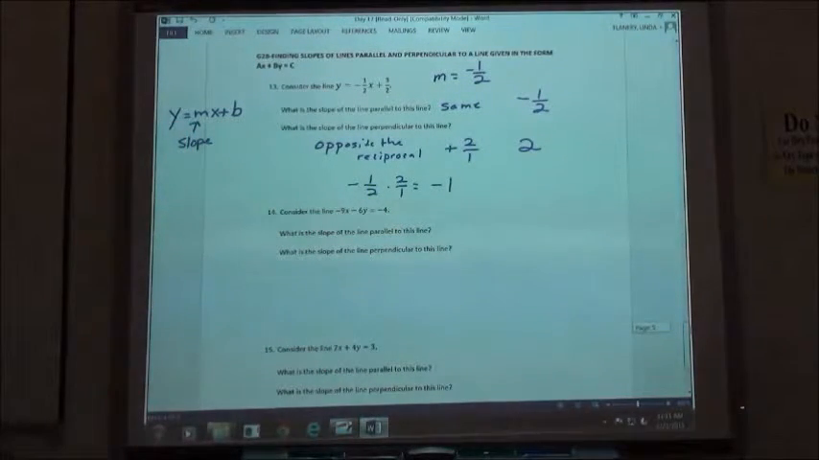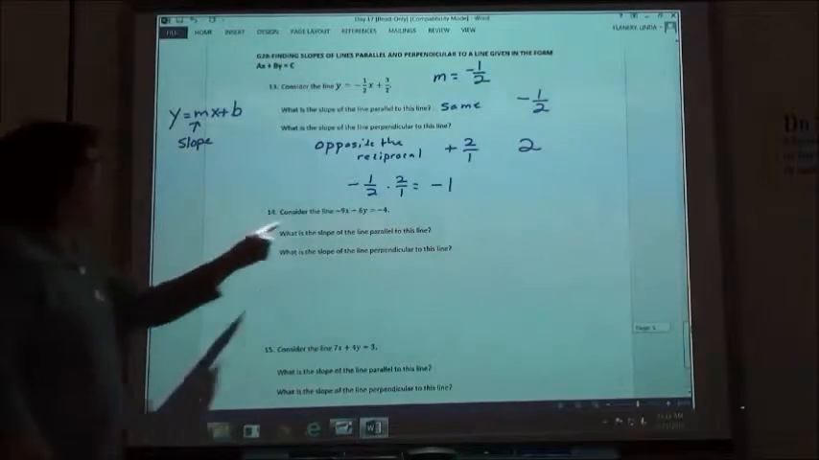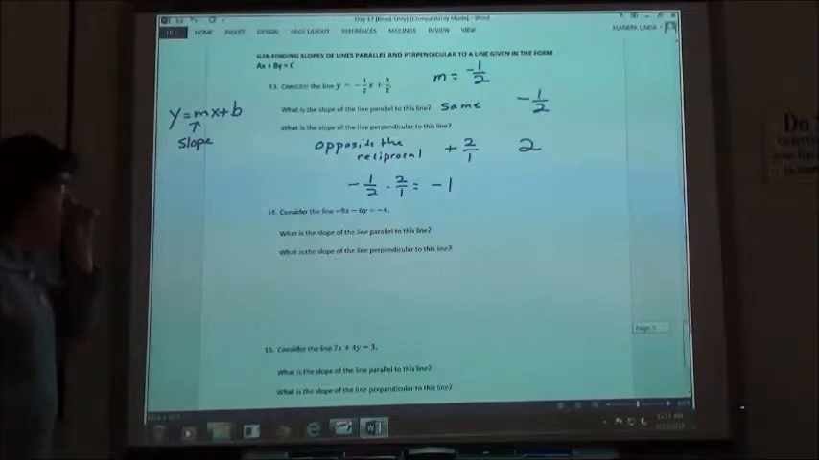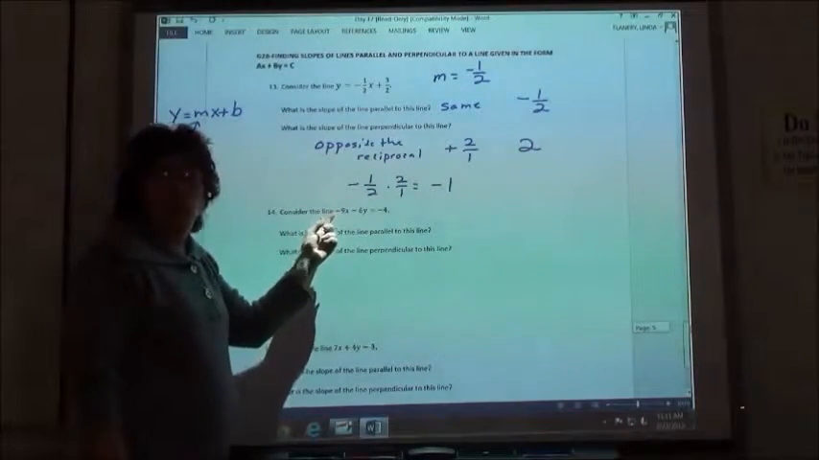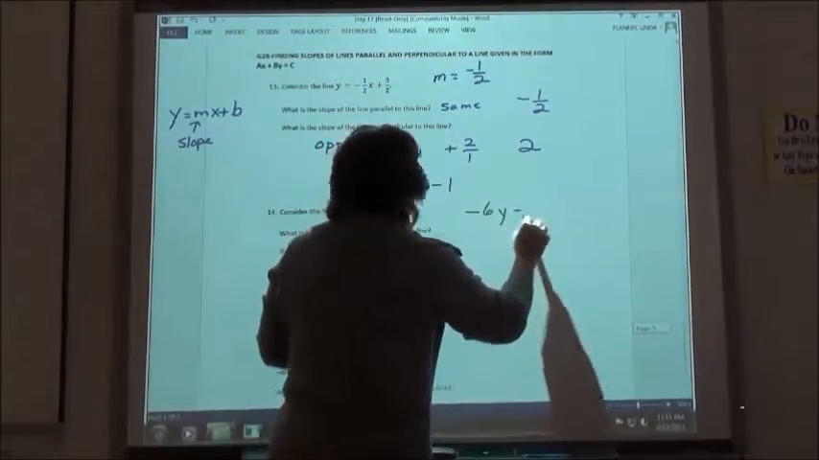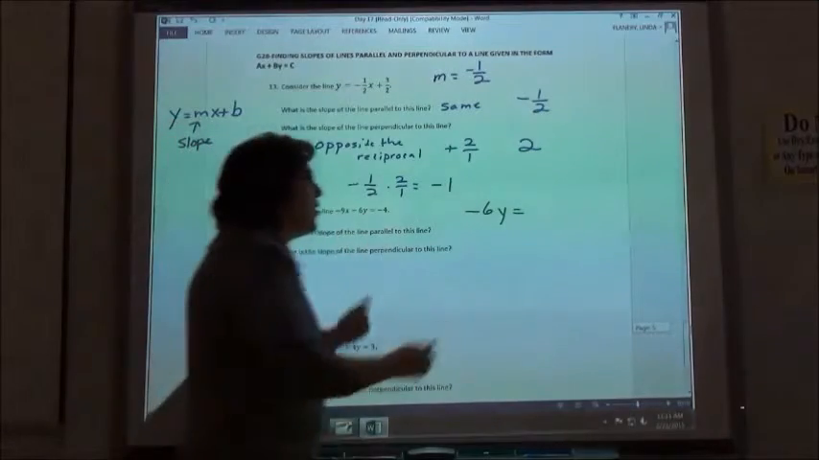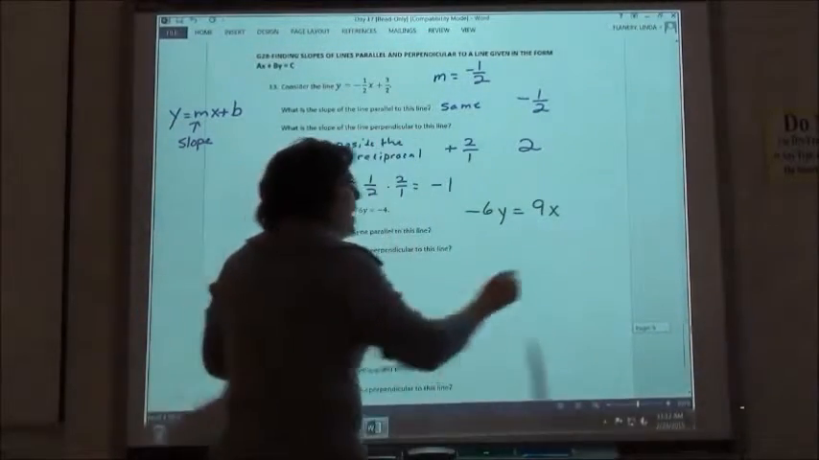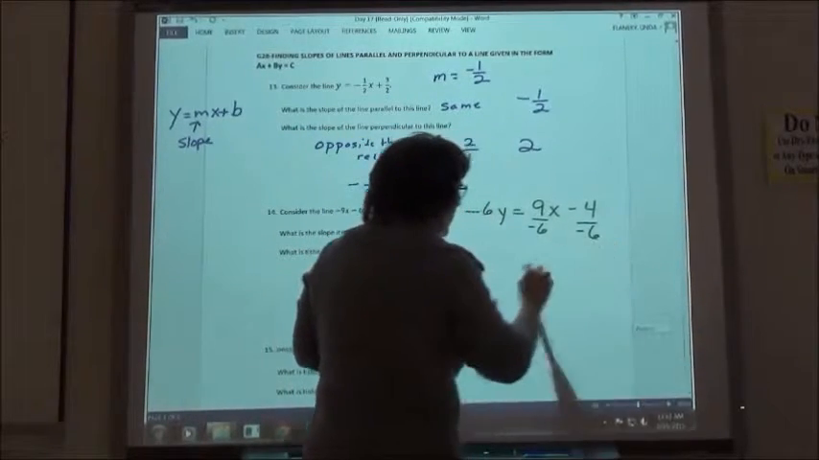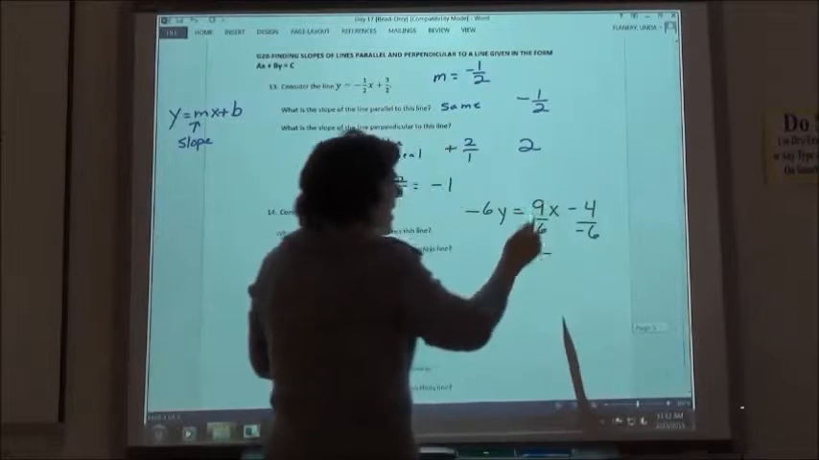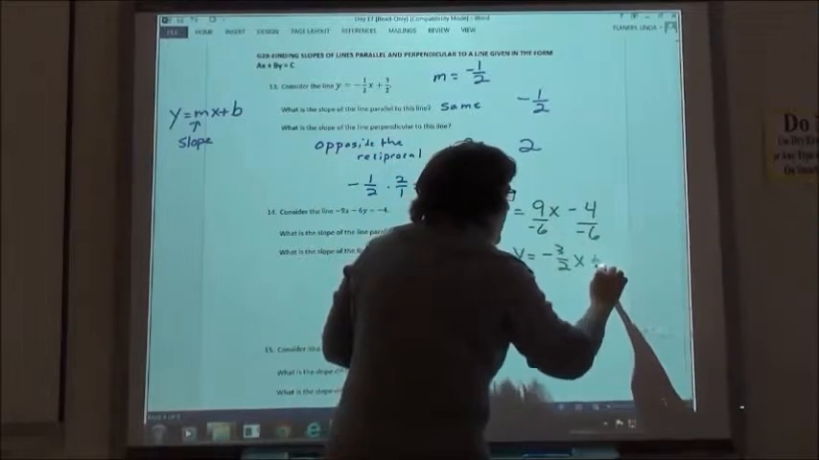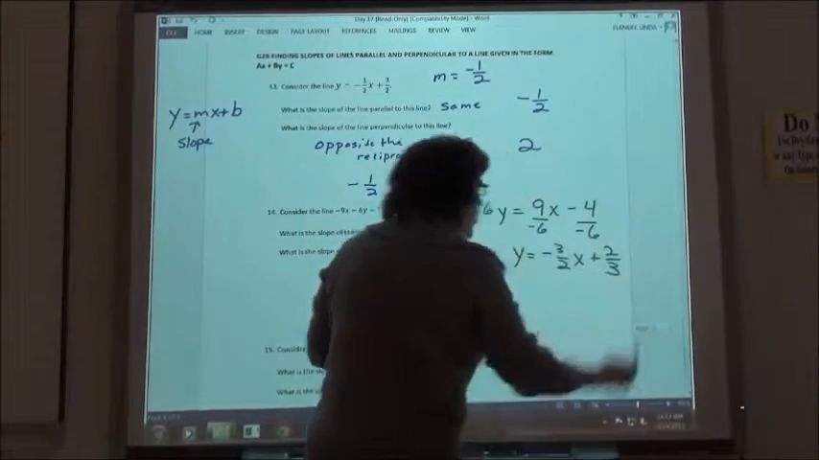Now in number 14, notice the line is not solved for y. So before I can answer the questions, I need to rearrange it and put it in slope-intercept form where you are solved for y. We did this before when we found the slope of the line. We need to move our x to the other side. So negative 6y is going to equal, since this is a negative 9x, we make it a positive 9x minus 4. We then need to divide by our negative 6. y is going to equal negative 9, 6 reduces down to 3/2 x, and then we have a negative over a negative, so plus 4 over 6, which reduces down to 2/3.